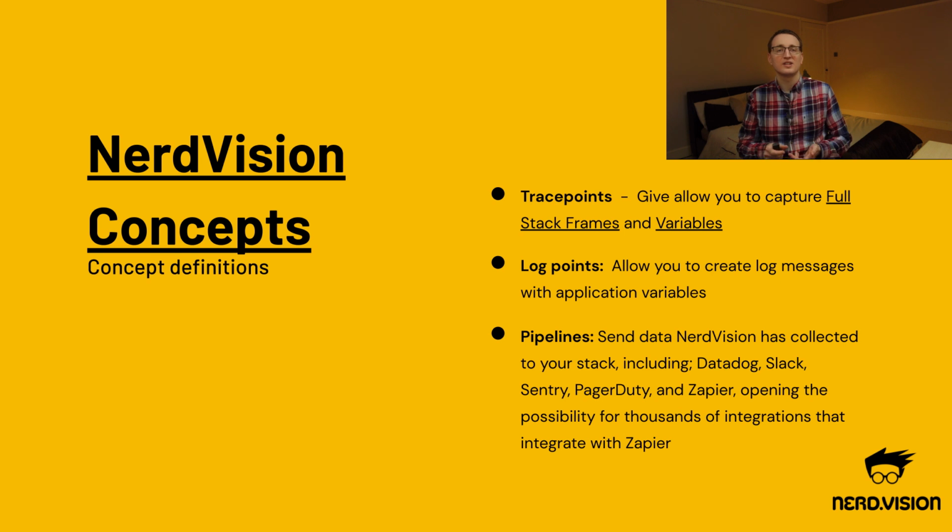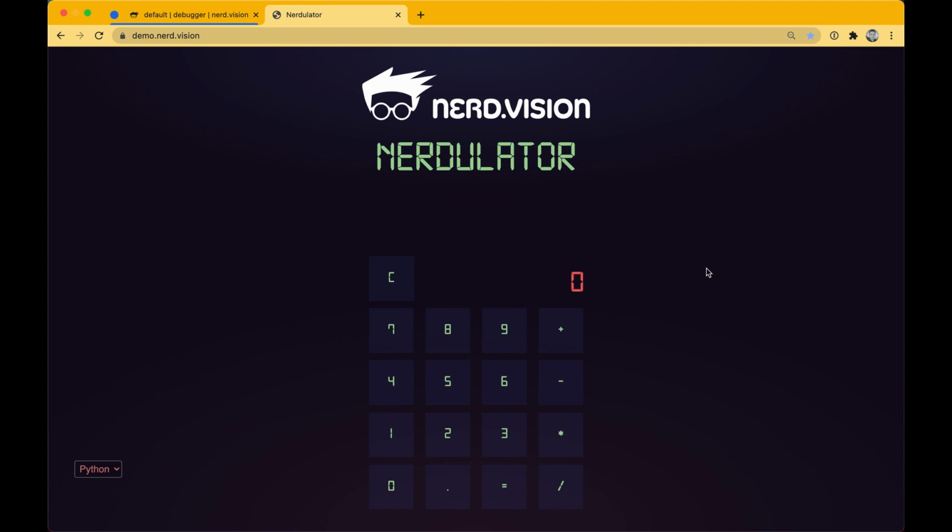Trace points allow developers, SRE and DevOps to collect snapshots of their data on demand to better understand their software deployed in any environment. Log points allow you to dynamically collect additional log information and send this off to integrations, what we call pipelines. We support a whole host of integrations, including Datadog, Slack, Sentry, Zapier, and many others. So now you're probably getting the idea that NerdVision users can rapidly debug application issues and really get the understanding of why an error occurred.